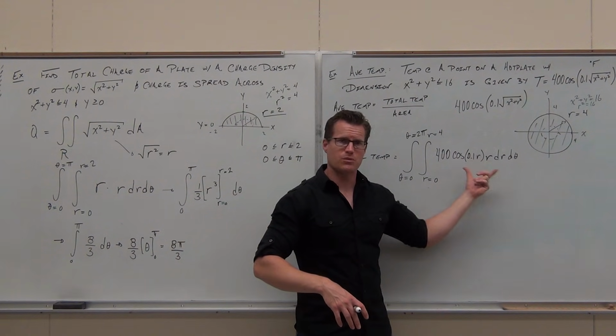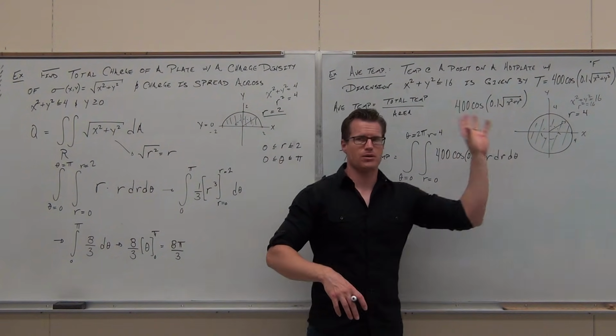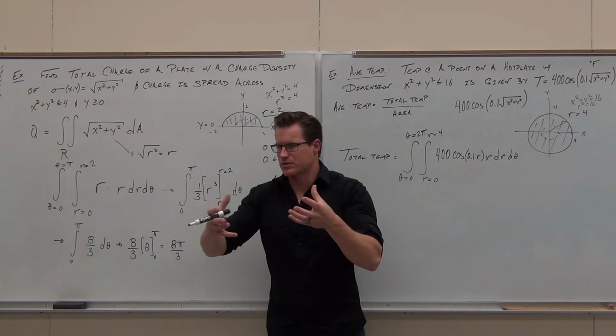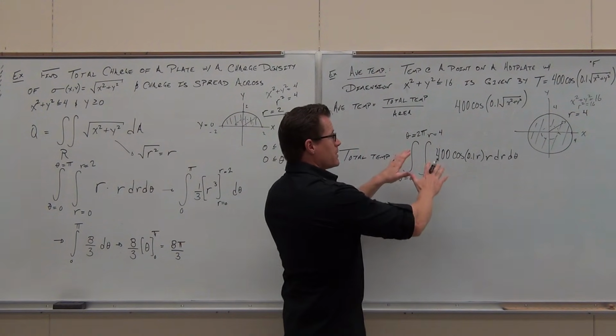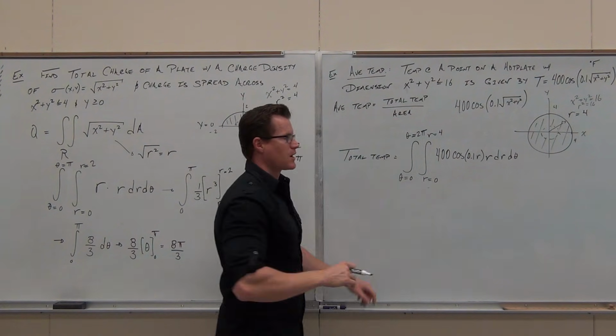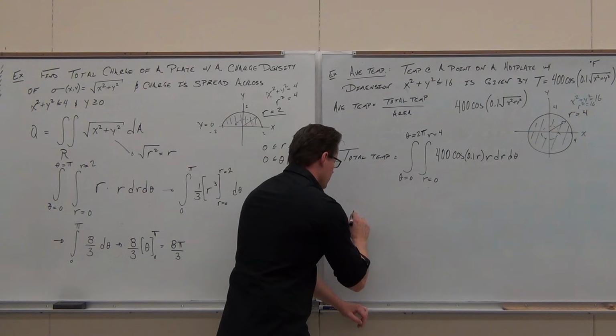This is temperature at every single point in degrees Fahrenheit. This adds up all the temp. That's our idea of total temperature. It's kind of a weird idea. But then from here, we're going to spread this across the area. Let's talk about the area.